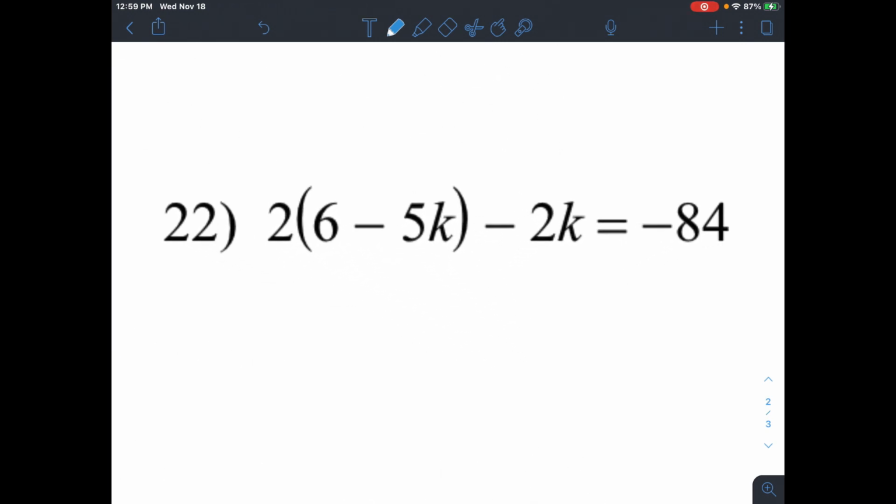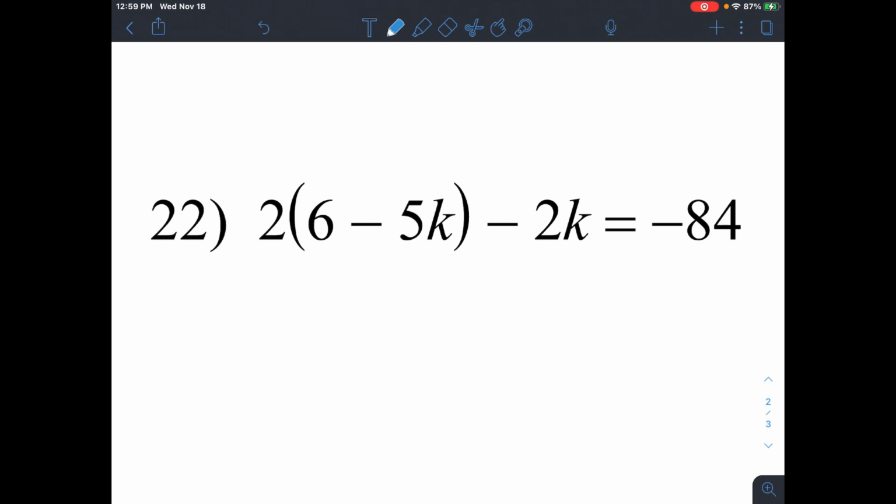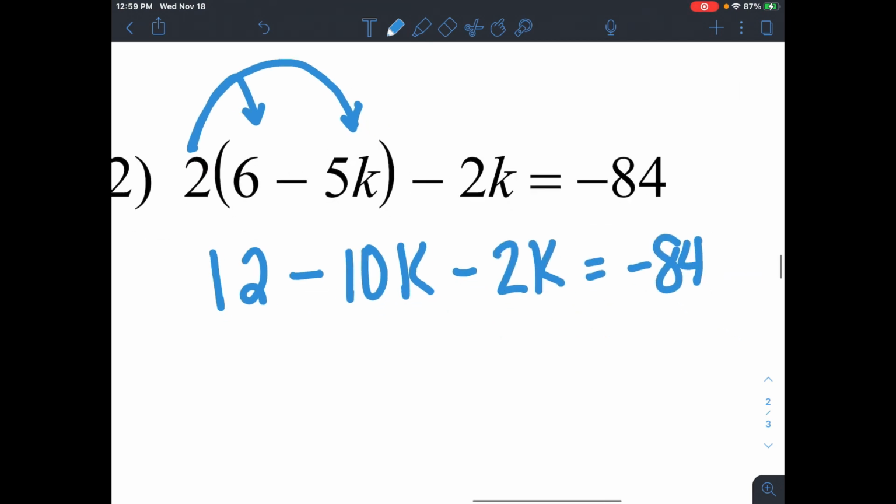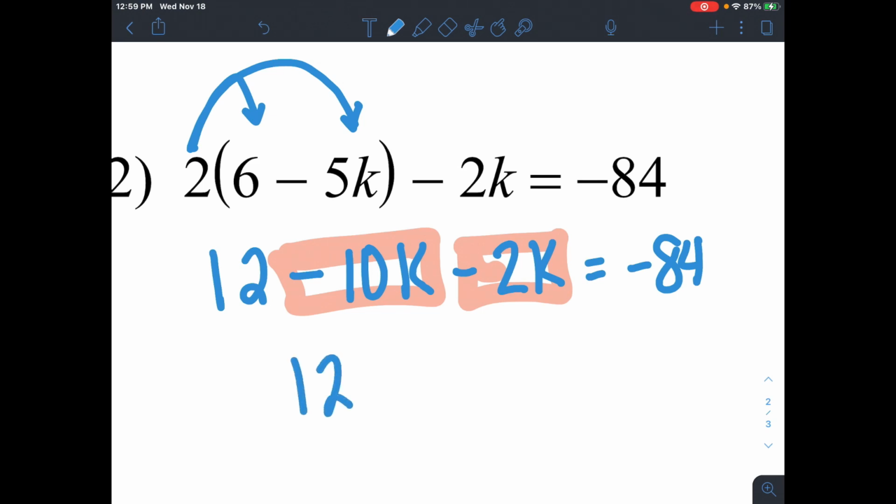Let's do number 22. That one looks a little bit more in depth. It's nothing new, just combining a bunch of different pieces together to solve. My first step, I want to get rid of these parentheses, so I'm going to distribute the 2. So I have 12 minus 10k minus 2k equals negative 84. I'll first combine like terms, so this negative 10 and this negative 2 will combine together: 12 minus 12k equals negative 84.